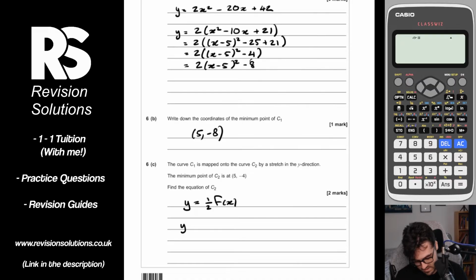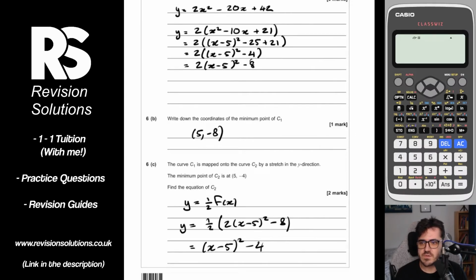So y equals a half of everything we had before, 2 lots of (x minus 5) squared minus 8, and that's simple to expand through, so that's just going to cancel the 2, so we just have (x minus 5) squared and minus 4.